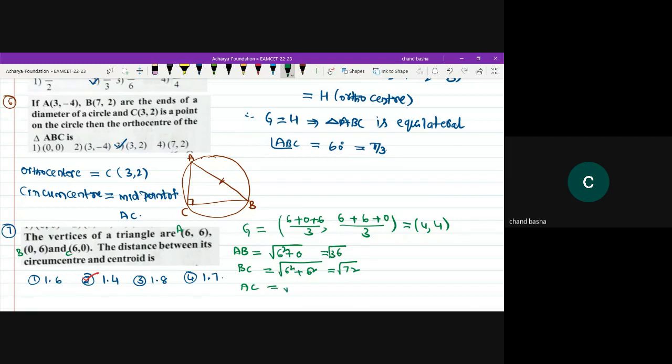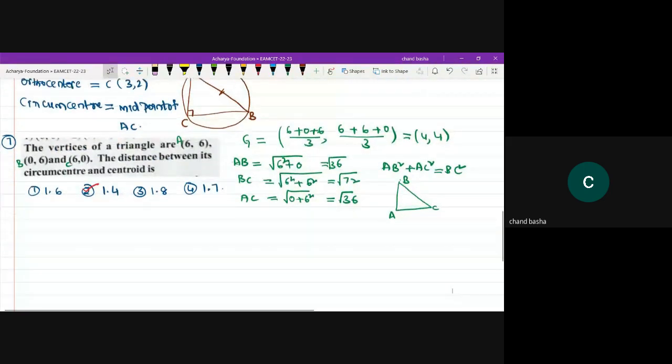The AC I'm finding is equal to under the root of 6 minus 6, it is 0, plus 6 square, under the root of 36. As you are observing, AB square plus AC square is equal to BC square. So B and C will be the hypotenuse. This is B, it is C, and it is A. AB square plus AC square is equal to BC square. So right angle at A, and he is asking the circumcenter.